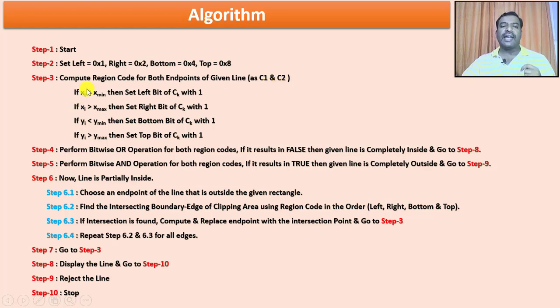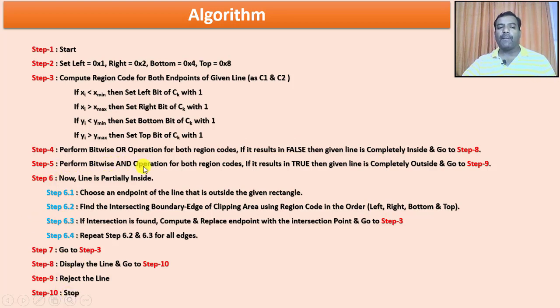If the x value of the point is less than x minimum, set the left bit, and if it is greater than x maximum, set the right bit. Similarly the bottom bit and the top bit, to compute the region code. Once I have the region code for both the endpoints as C1 and C2, perform the bitwise OR operation and the bitwise AND operation. When I perform the bitwise OR operation, if the result is false, then the complete line should be accepted. I display it and stop.